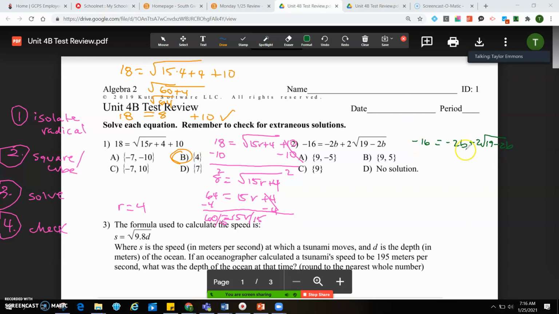So in order to get rid of all of those 2's, I'm going to divide both sides by 2. Okay, this is going to make my life a little bit easier. It's going to be smaller numbers. And I'm going to divide by -2 since 2 of these are negative, right? Okay, so when I do that, I'm going to get 8 equals b minus the square root of 19 minus 2b.